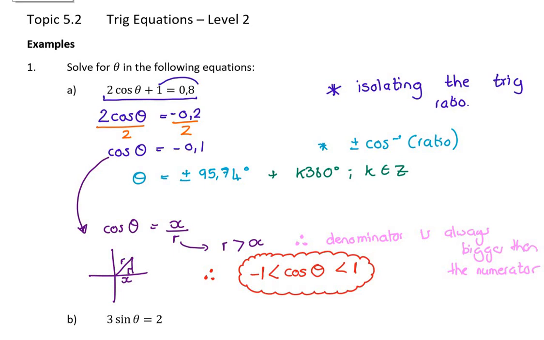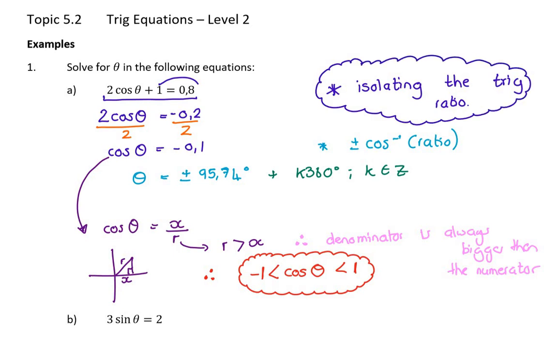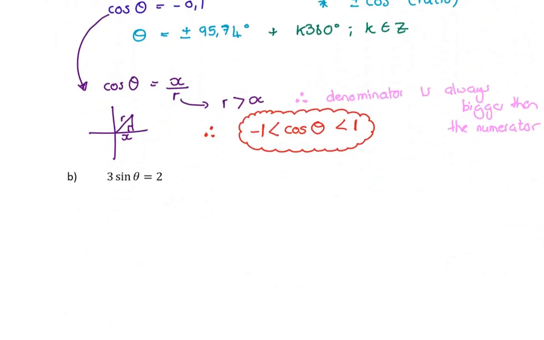So that was revising our cos, and we've learnt the new skill, which is the whole point of this example number 1: we have to isolate our trig ratio before solving our equation. So here's another example of where we need to isolate our trig ratio. This is a fairly easy one. So it's sine theta equals 2 over 3. So I've isolated my trig ratio.